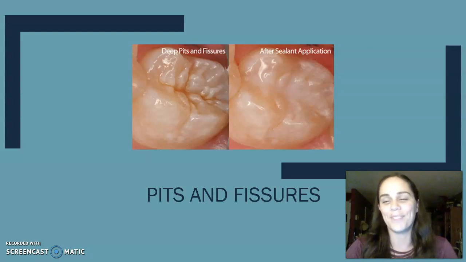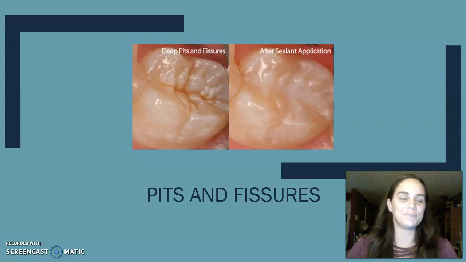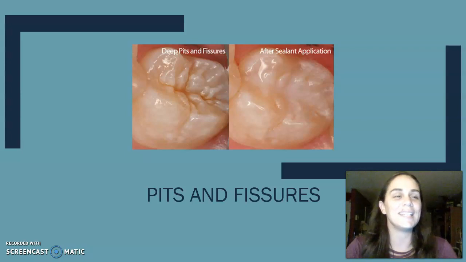That wasn't right. Scientific studies have found that properly placed sealants are 100% effective in preventing cavities on sealed tooth surfaces.